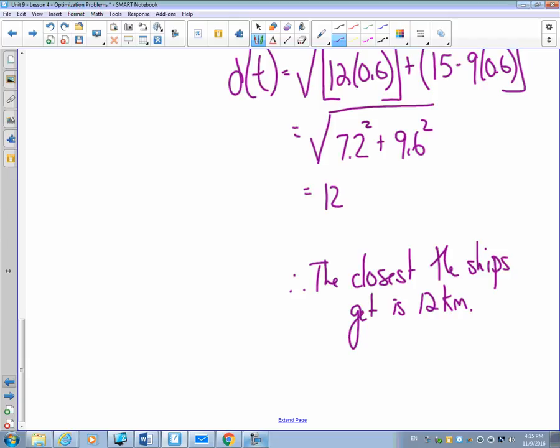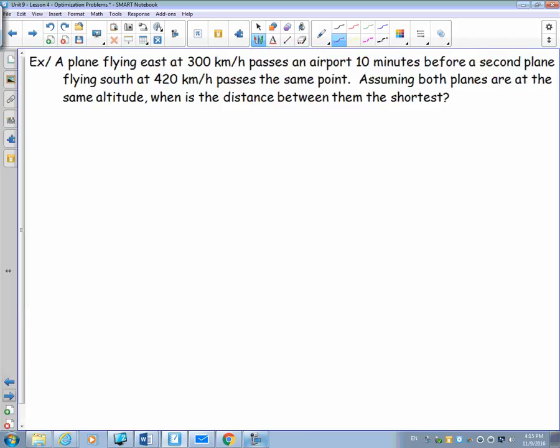Okay, that's how we can do a trickier, more in-depth kind of question involving time. I've got one for you to try, so let's try pausing it, see if you can figure it out, and then we'll see if we can work on this together.